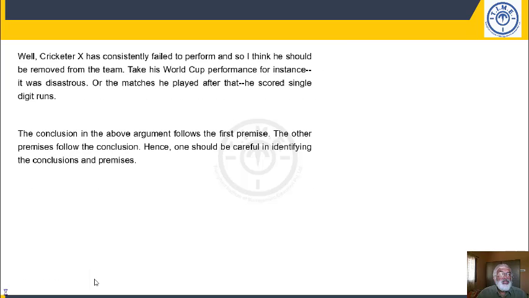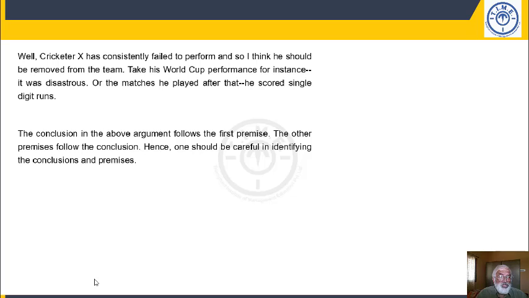You have to identify them by recognizing what it is that it prompts in your head. Over here, if we say cricketer X has consistently failed to perform, which is my understanding, and so I think he should be removed, which is my application of that understanding, and then I give you the premises that we are using, his World Cup performance and the matches he played after that.